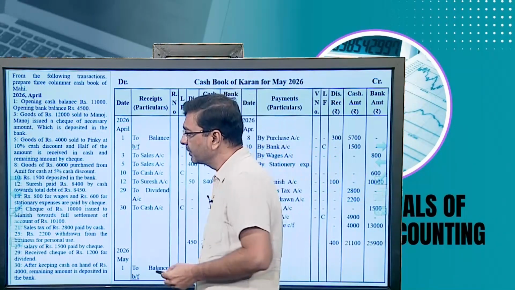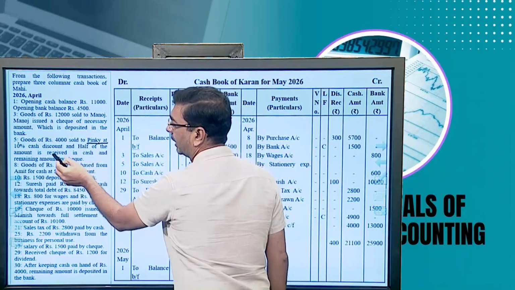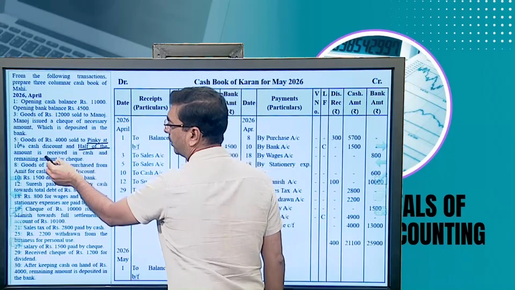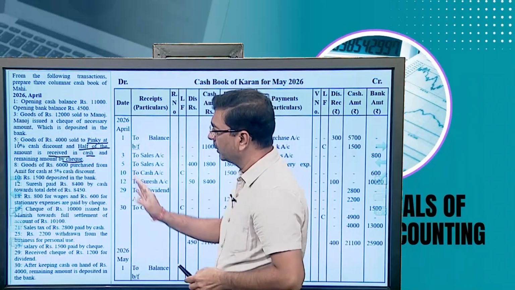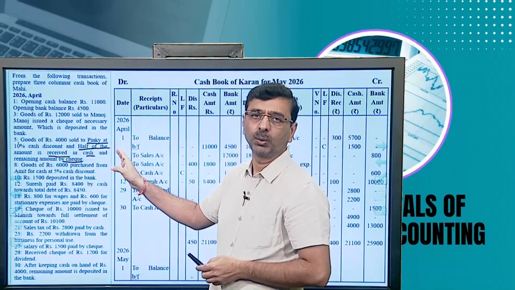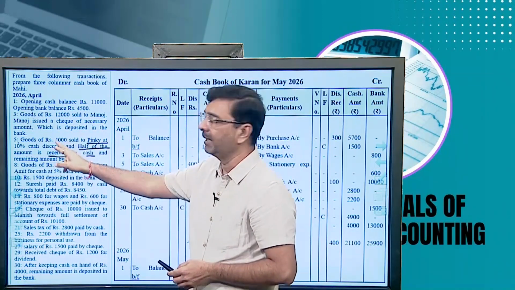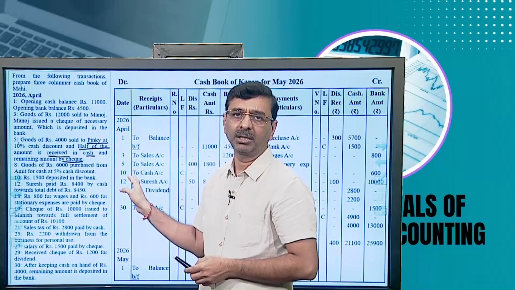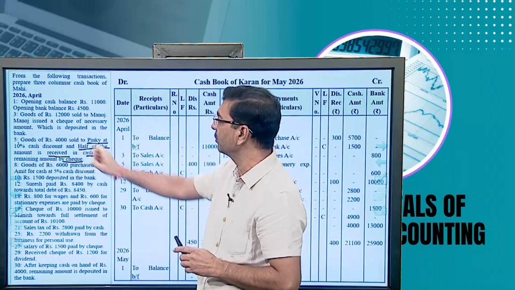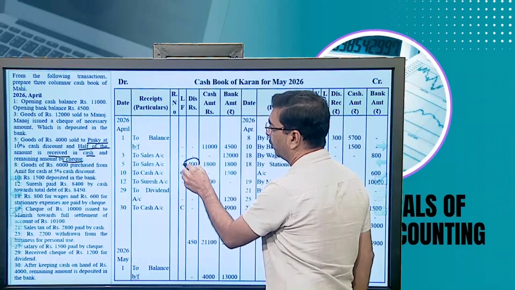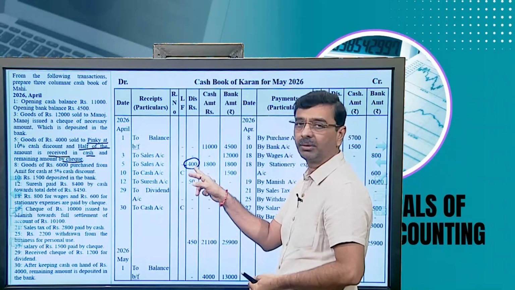Moving to the next transaction, date 5, goods of rupees 4,000 sold to Pinky at 10% cash discount, and half of the amount is received in cash and the remaining amount by cheque. First of all, this is a cash transaction because the goods were sold and the amount received by cash and bank. The goods sold at 10% cash discount, so the discount will also be recorded in the books of accounts. Only trade discount will not be recorded. Here the cash discount is offered, so 10% discount on 4,000 is 400. So 400 rupees cash discount is discount allowed because of the goods sold. So 400 rupees will be written in the discount column.